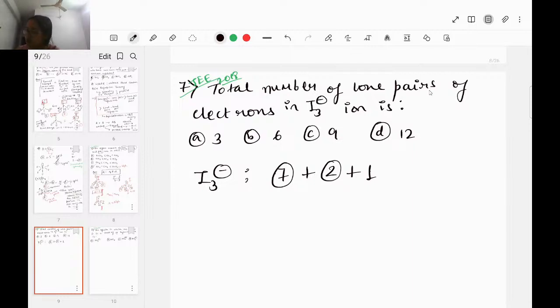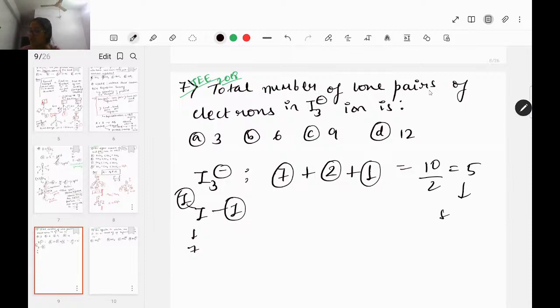Okay. So since the central atom is iodine over here, the number of valence electrons is 7, and the 2 other monovalent atoms are linked to it. So they are monovalent, so they each contribute 1. So 1 plus 1 is 2, and this 1 comes from the negative charge, which is 7 plus 2 plus 1 is 10 by 2, which is 5. So this is sp3d, and sp3d is trigonal bipyramidal geometry.